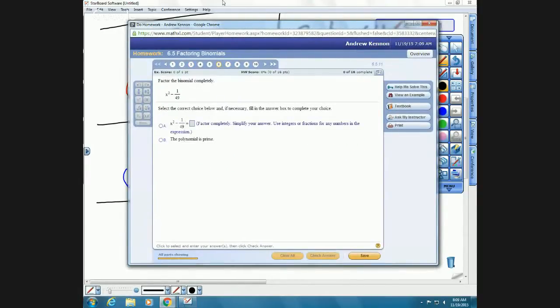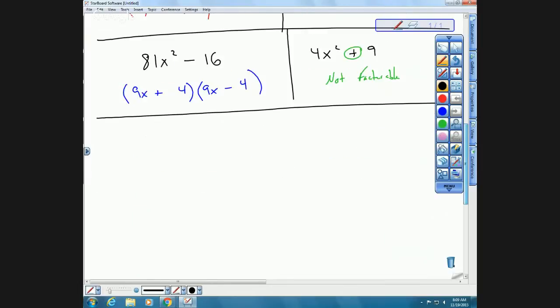Oh, here, let's do this one. x squared minus 1 over 49. All right, so this one has a fraction, but still the same idea. I have 49 down there, which is a perfect square. So x times x is x squared. What number multiplies to be 1 over 49? 1 over 7. So 1 over 7, and then a plus and a minus.